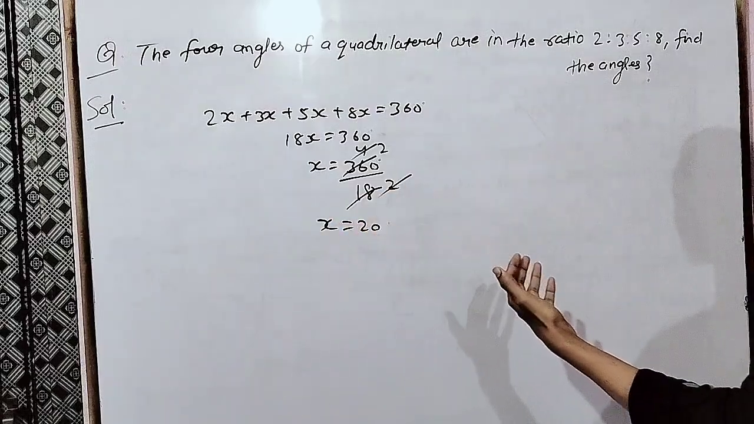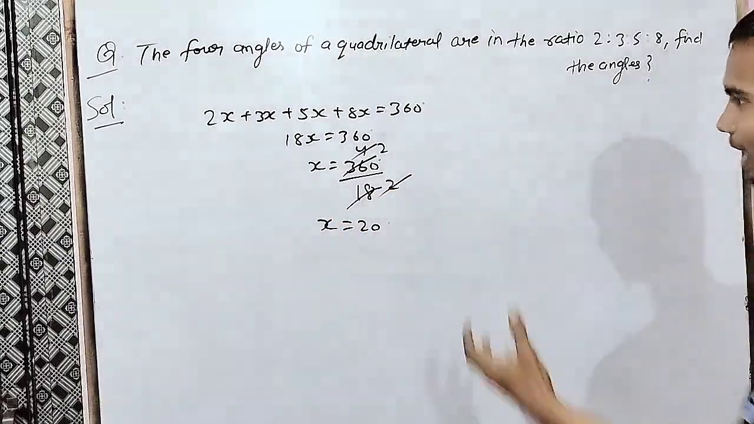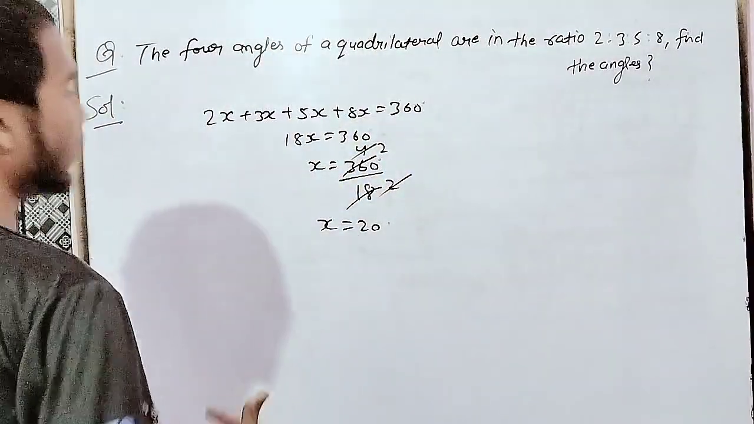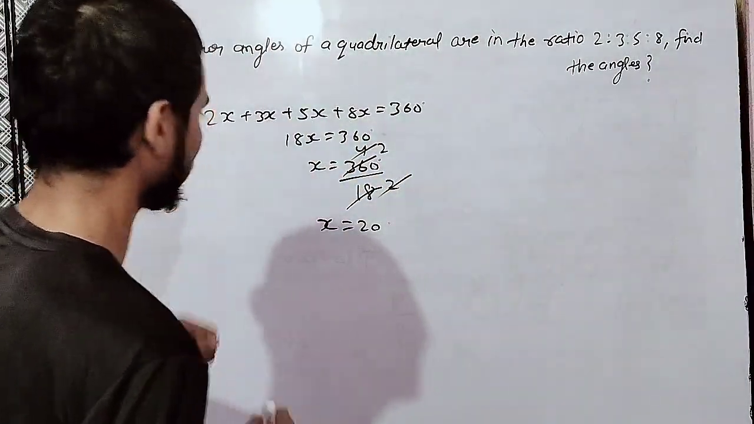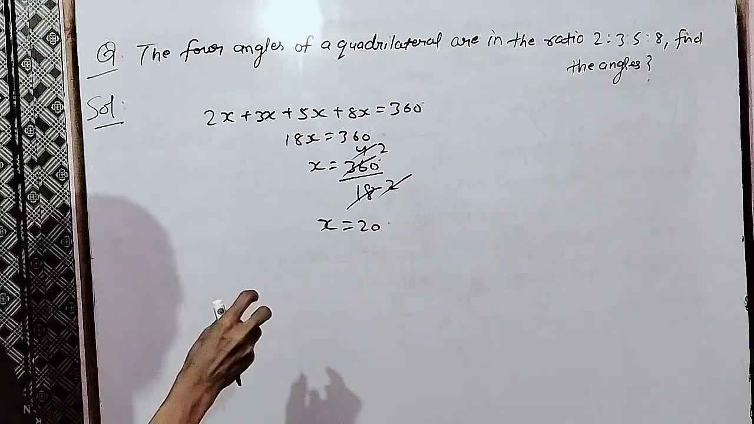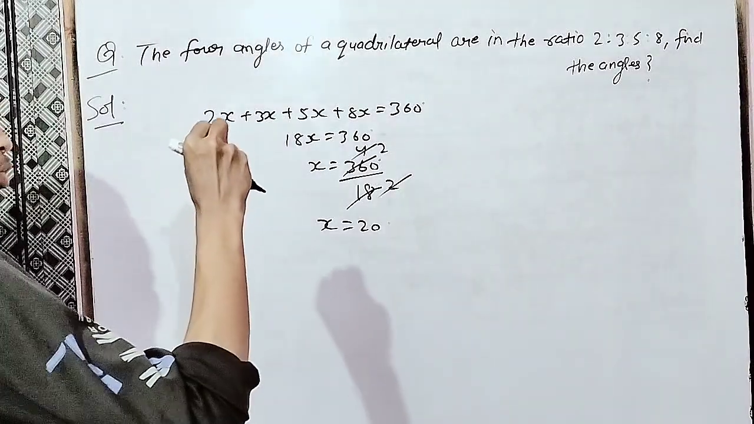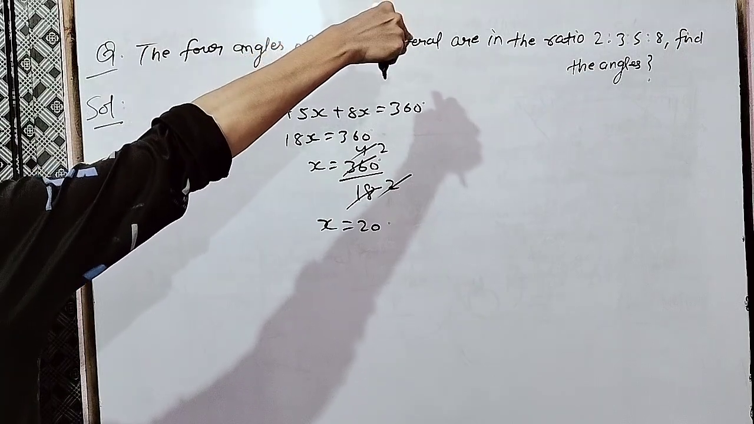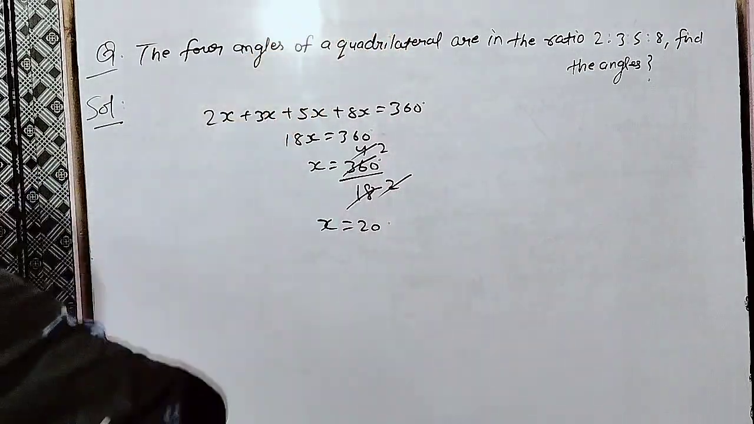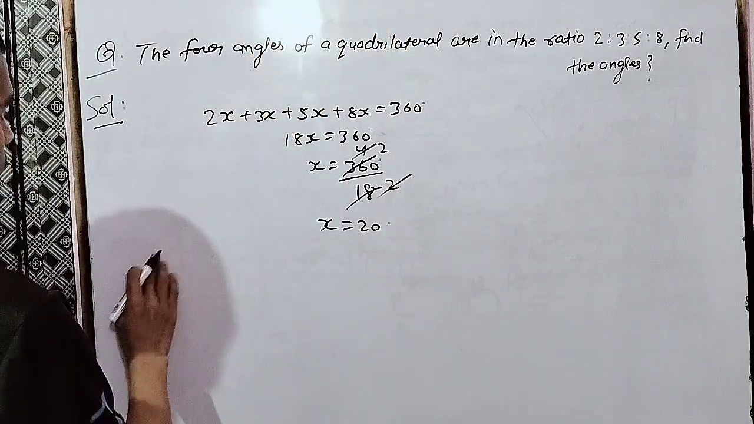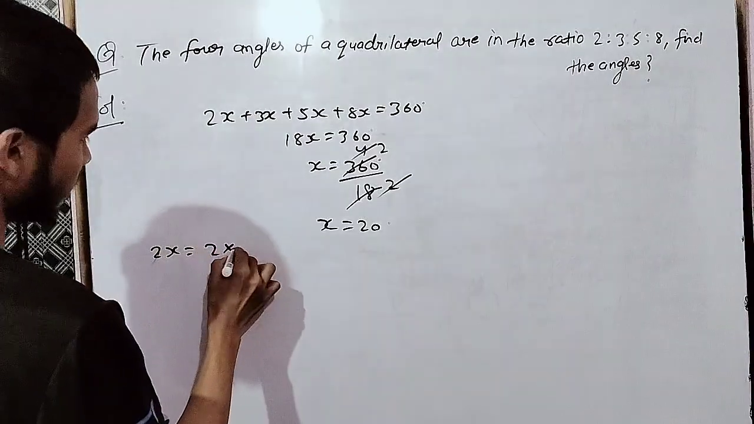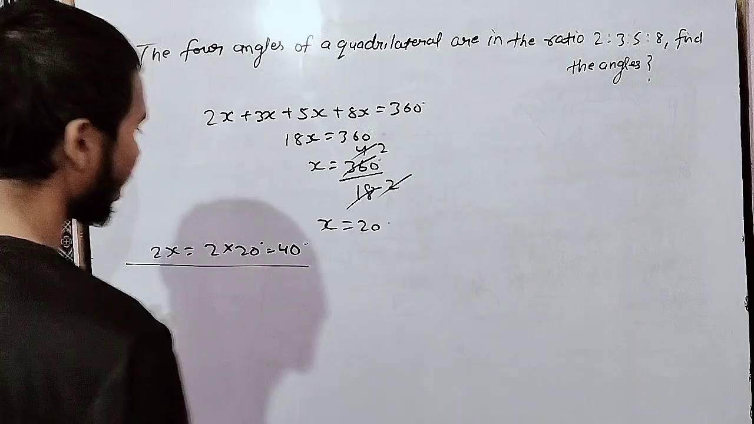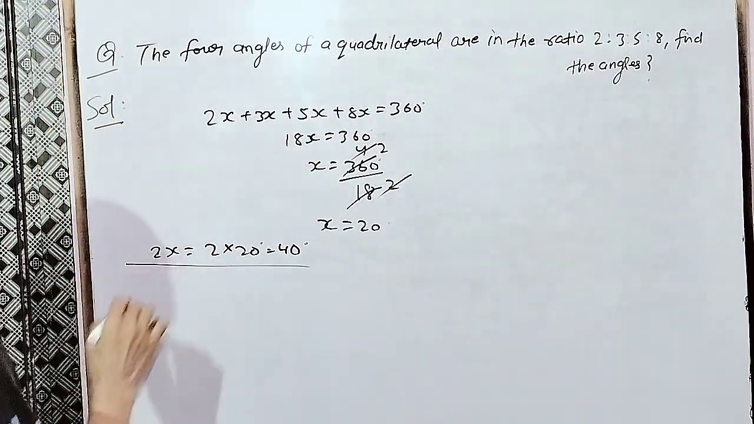It is showing that we don't have an exact answer. We just found the value of x, that's it. Now, to find each exact angle of this given ratio of the quadrilateral: first, 2x is how much? 2 multiplied by 20 will be 40. This is the value of the first angle, which is 40.